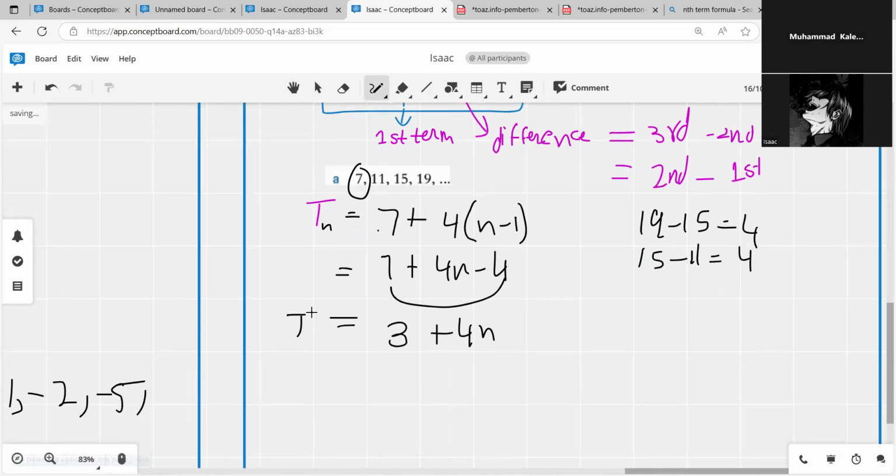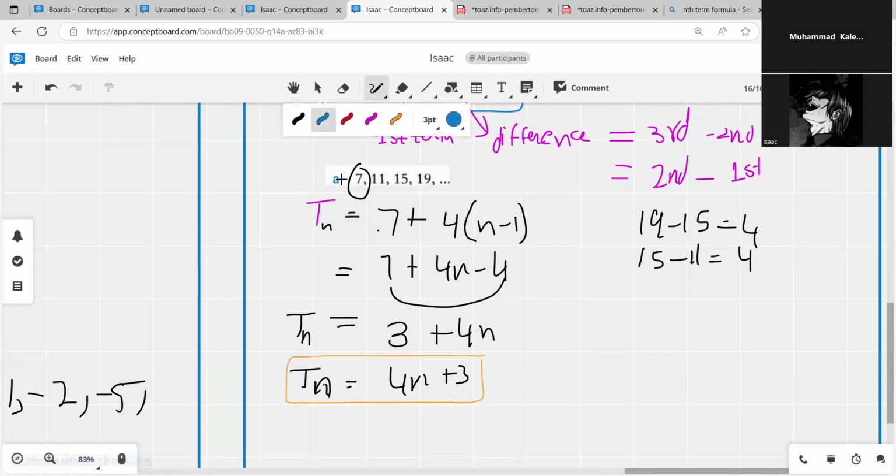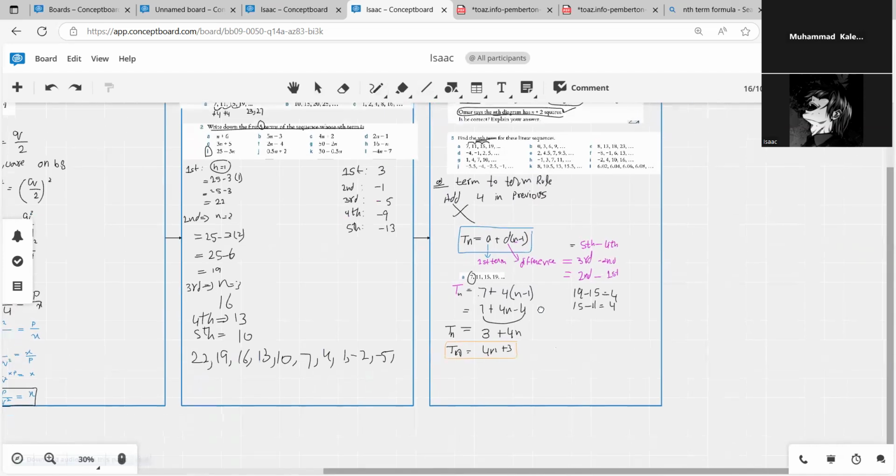So this is the general rule. And if you want to write it like this, Tn is equal to 4n plus 3. That's the same thing. So this is our nth term, nth rule. Now, if you want to verify whether it is correct or not, you can verify.